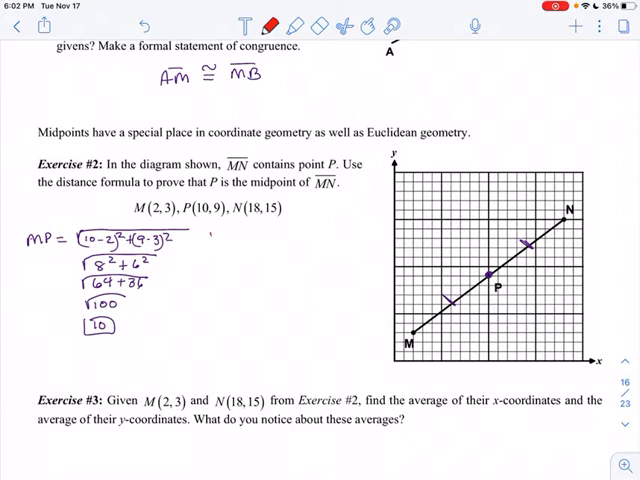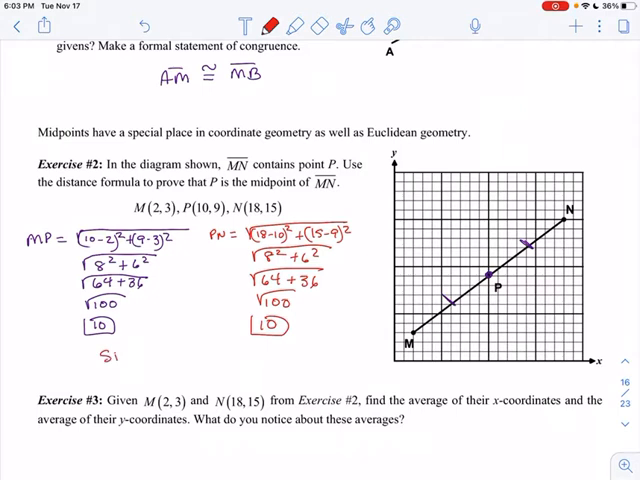And now I'm going to find the length of PN. All right, so same thing. I'm going to subtract the x's, 18 minus 10. Then I'm going to subtract the y's, 15 minus 9. 18 minus 10 is 8. 15 minus 9 is 6. 8 squared is 64. 6 squared is 36. Look, I'm getting the same numbers that I had before. And again, that equals 10.